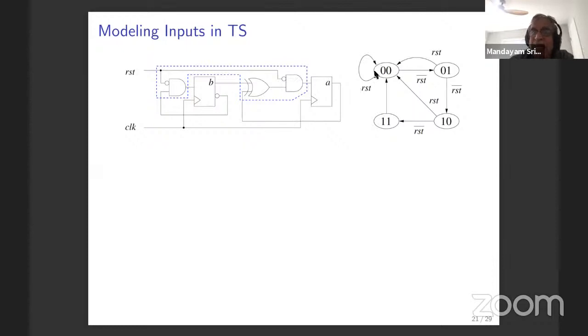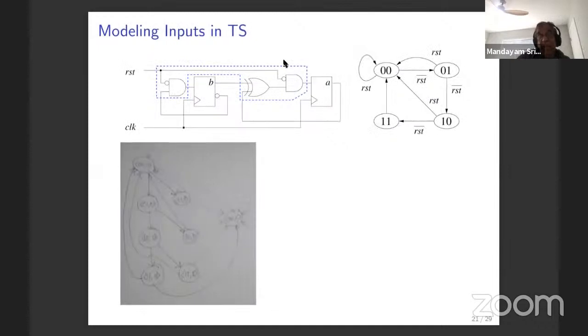You can have a transition for the case where reset is true, or the case where reset is false. So each of them will have two kinds of transitions, and you can label the transition. But we have not provided that capability in our definition of transition system. Instead, what I can do is include reset also as part of the state.